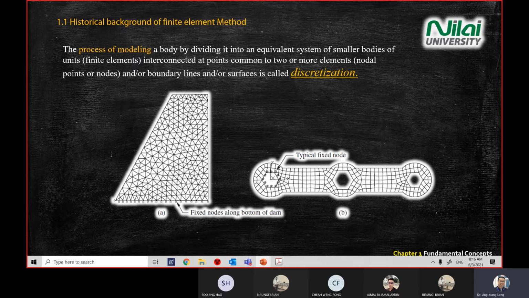So again, discretization is a very important word for FEM for this module. So most of the time, or sometimes, you will see it in your tests, or sometimes in the final exam, or sometimes in your assignment also.